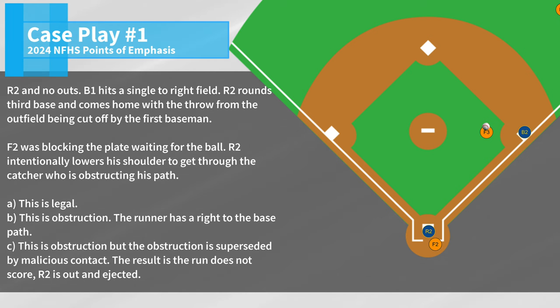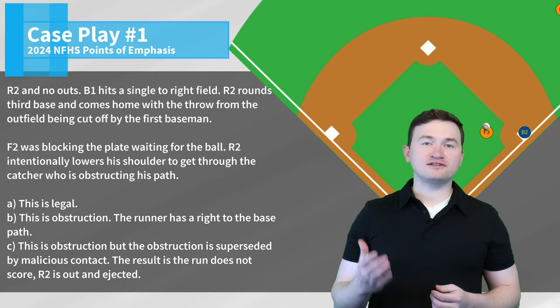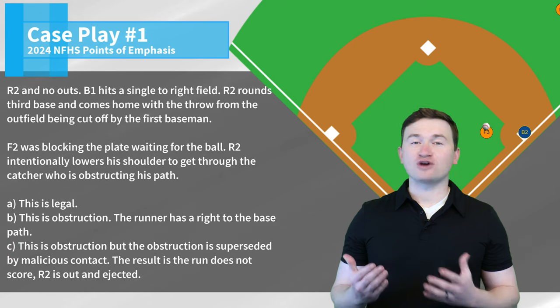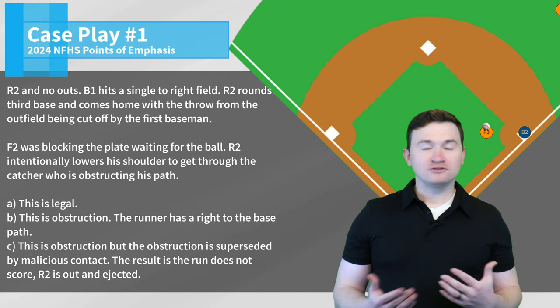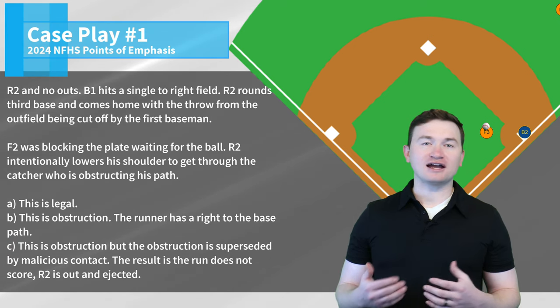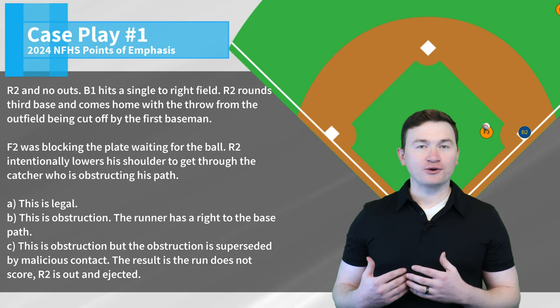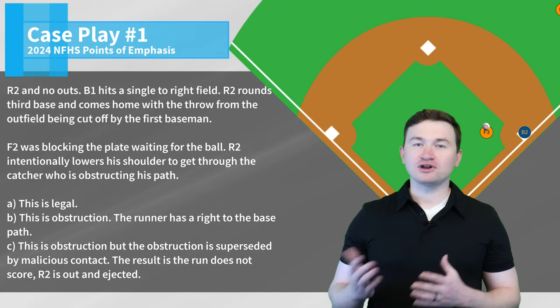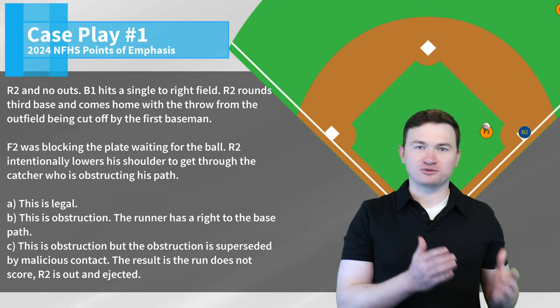The result is the run does not score, and R2 is out and ejected. The correct answer here is C. Malicious contact is always going to supersede obstruction. So just because the catcher is in the way does not give the runner a right to drop his shoulder and try to go through the catcher. Malicious contact always supersedes obstruction.